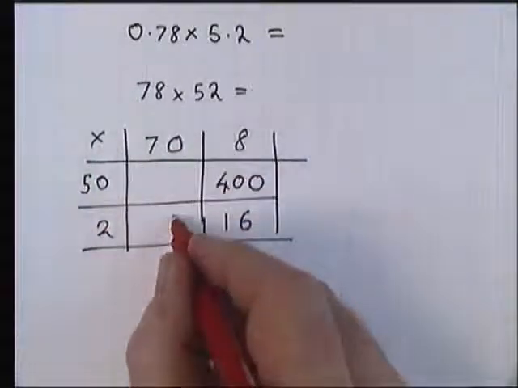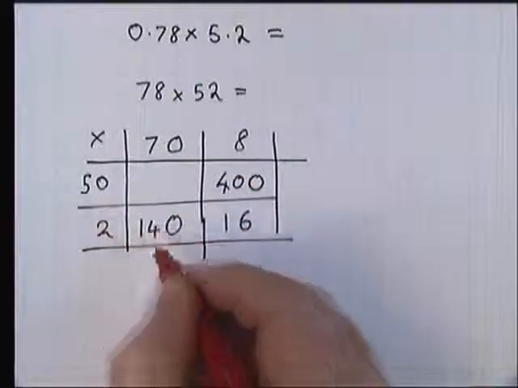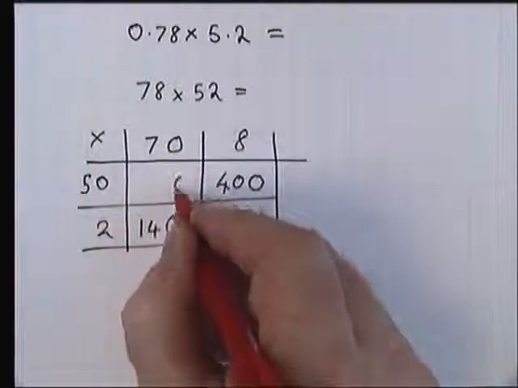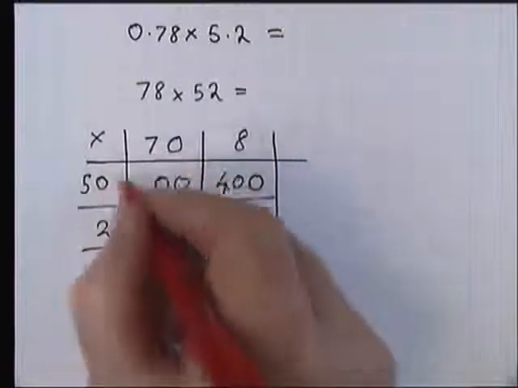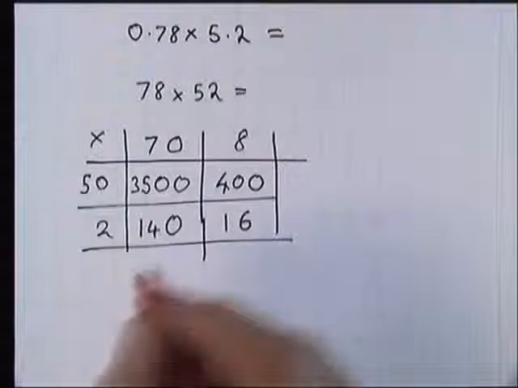Count the zeros. 1 of them. 7 2s are 14. Count the zeros. 2 of them. 5 7s are 35. So we filled up the grid by multiplying.